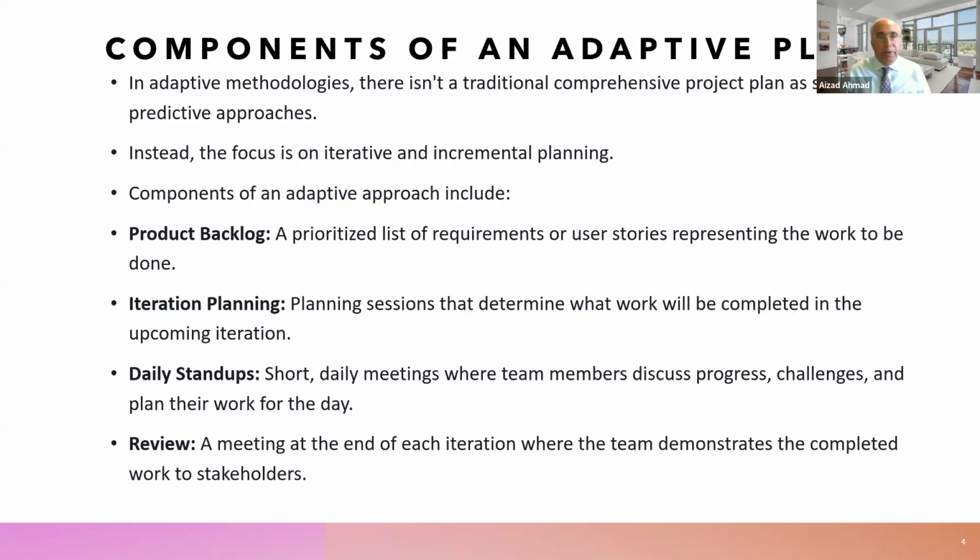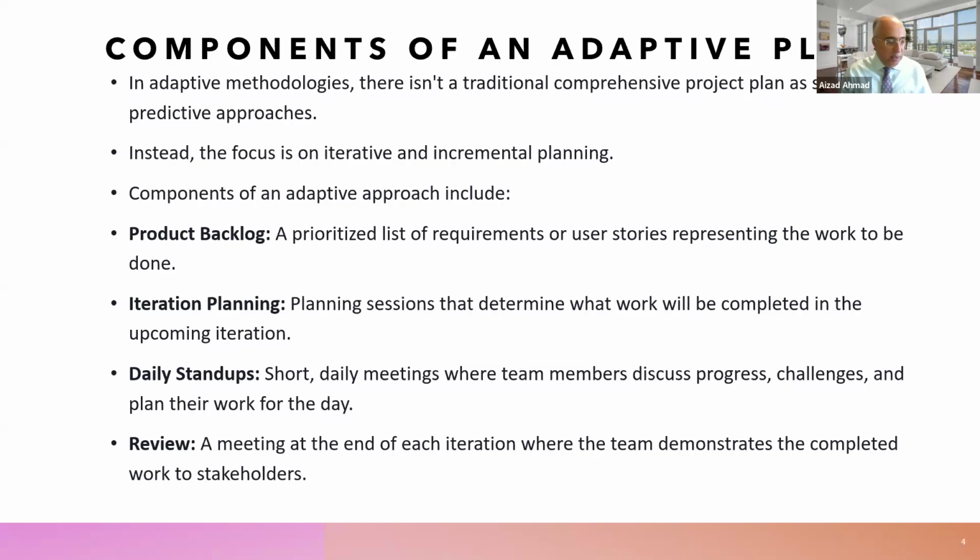So the components of an adaptive approach include the product backlog, which is of course the prioritized list of requirements or user stories which represent the work that needs to be done. That is the product backlog. The iteration planning is planning sessions that determine what work will be completed in the upcoming iteration. So that is the iteration planning.